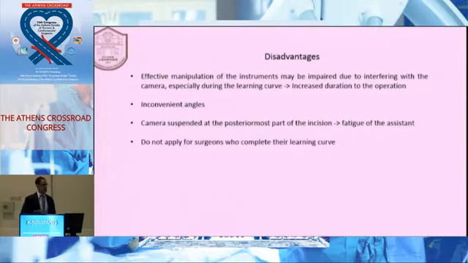Another issue is that there is no port for the camera, so the assistant keeps the camera suspended the whole time of the operation, and this could produce a lot of fatigue, which could impair his performance during the surgery. Again, I state these are not subjective, these are quite objective disadvantages.